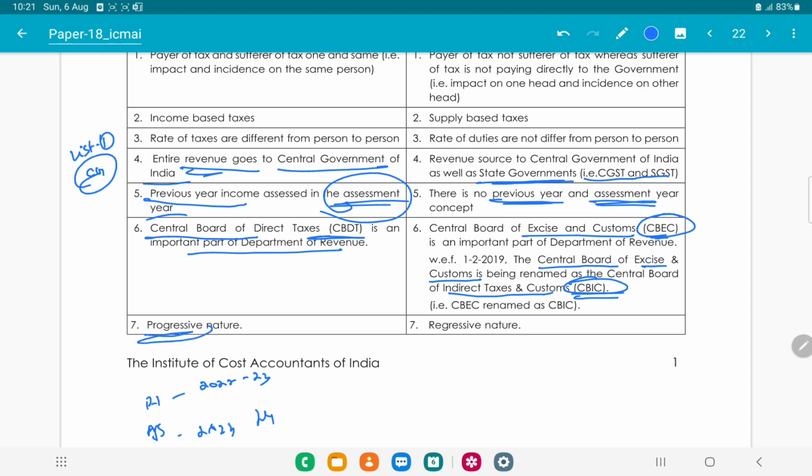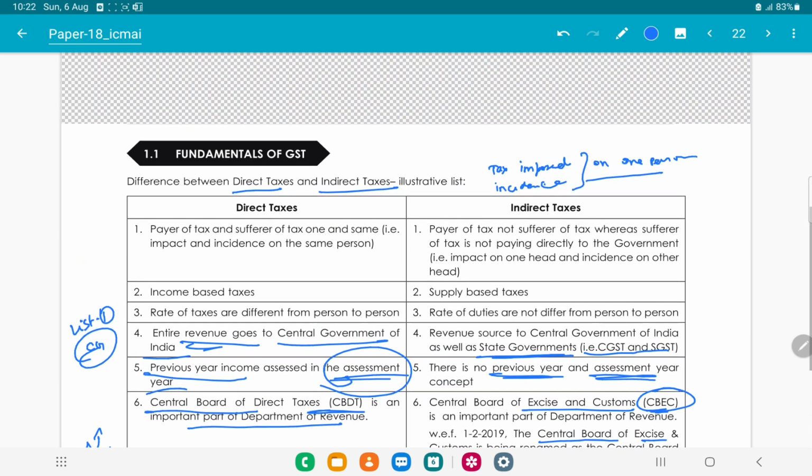Direct tax is progressive in nature, indirect tax is regressive in nature. Progressive, as and when income increases, tax increases. As and when income decreases, tax decreases. So it is progressive. This is regressive. Irrespective whether you are rich, poor, or you are not able to afford but you want that goods or services, the rate of tax remains the same for even rich people, poor people. That's why it is regressive in nature.